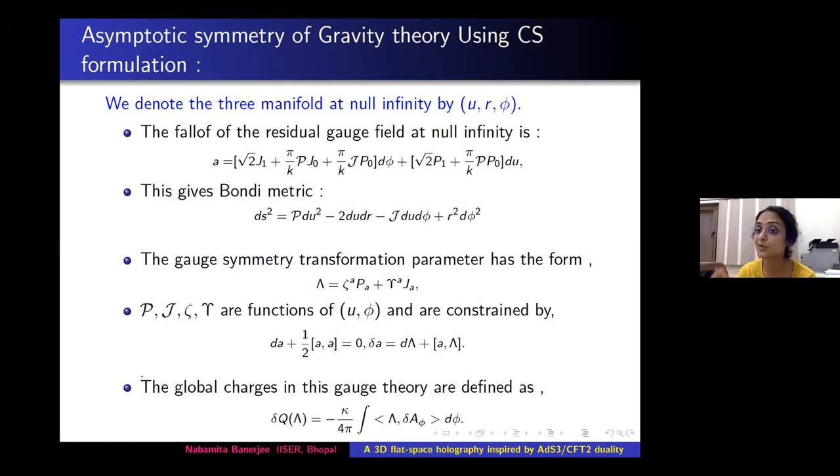But the point is, we want to map it to some concrete calculation in the theory. I mean, we want to see that equivalence. So that is where the catch is.